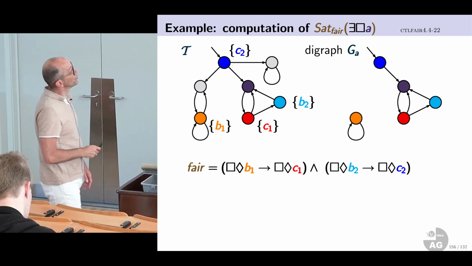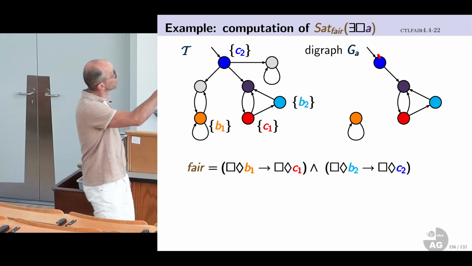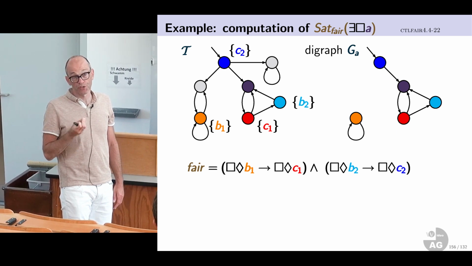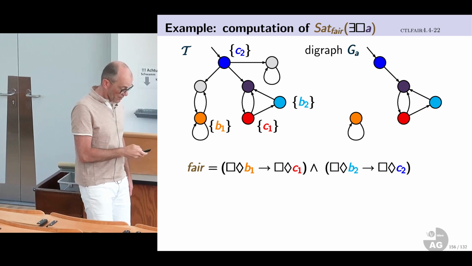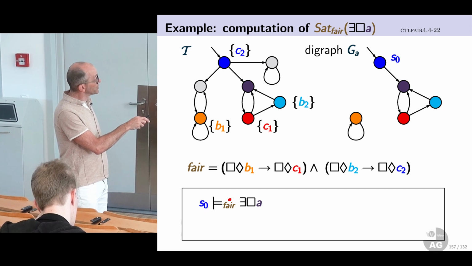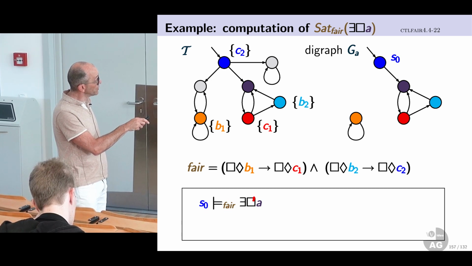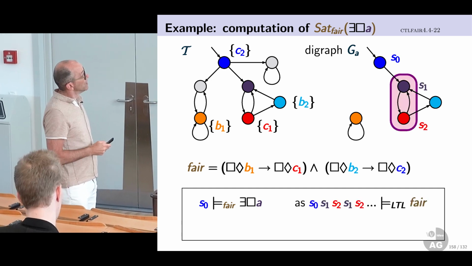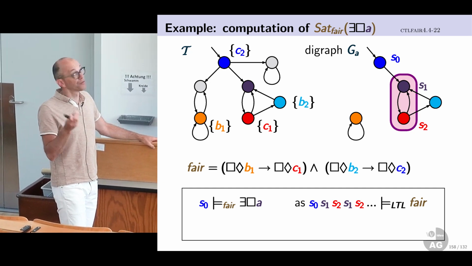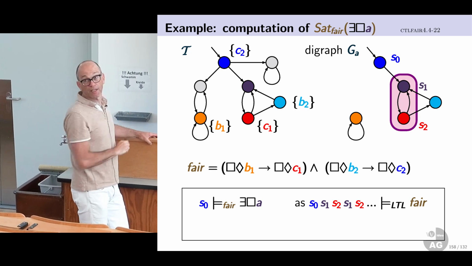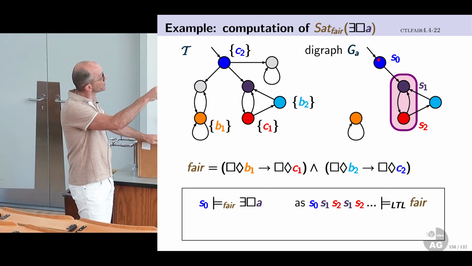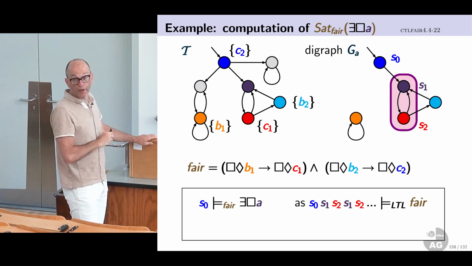Yeah. So what do we need to check? We need to check in this subgraph, does there exist a fair path in that subgraph starting in the initial state? So we want to check whether from the initial state there is a fair path satisfying existentially box A. So what are we looking for? We're looking for a strongly connected set of states, for instance, the ones that are indicated S1 and S2. Claim: the path starting from S0 and going among those two states is fair.